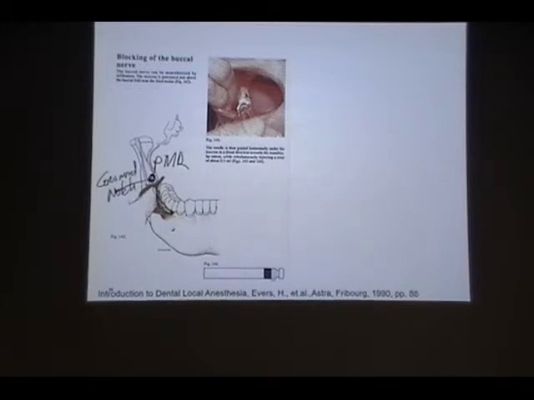If you do need it, typically to get the long buccal nerve, you have to inject basically out here. You inject towards the coronoid notch and let the needle go that far and inject the anesthetic. That will get you the buccal branch. Once again, not a lot of anesthetic.